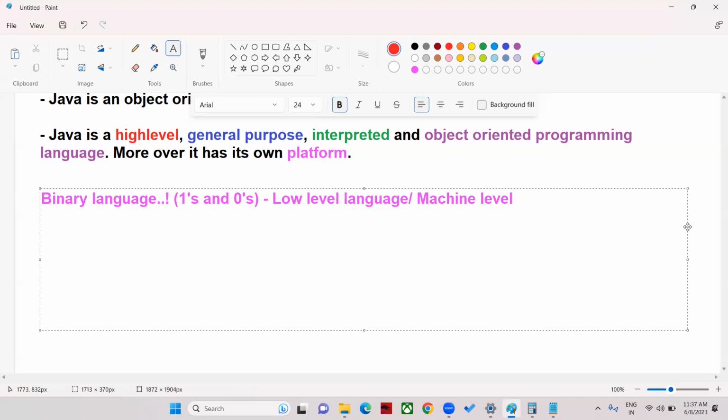The language a computer understands is binary. Yes, exactly, Harshavardhan. That's correct. That's ones and zeros.